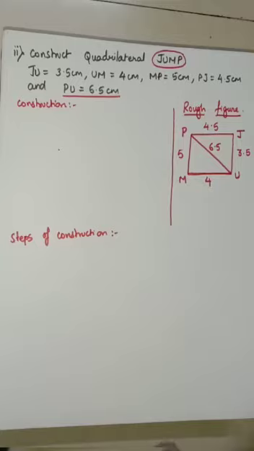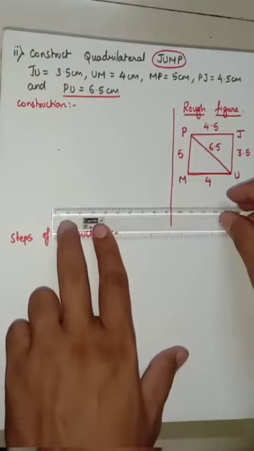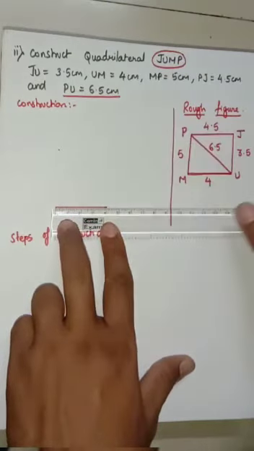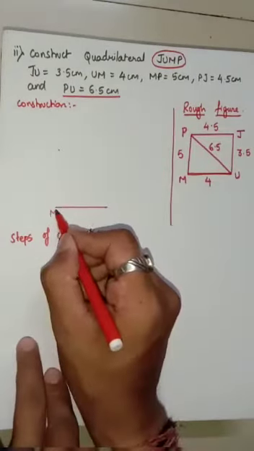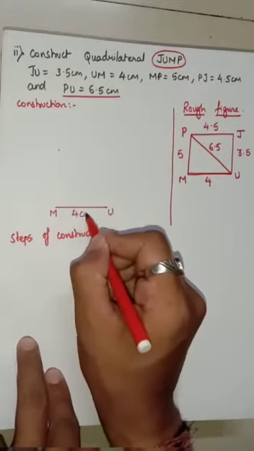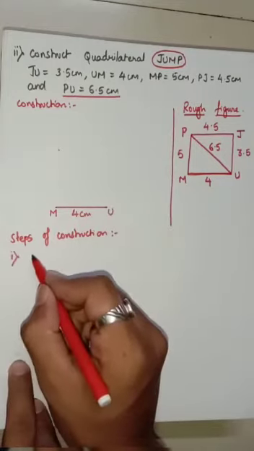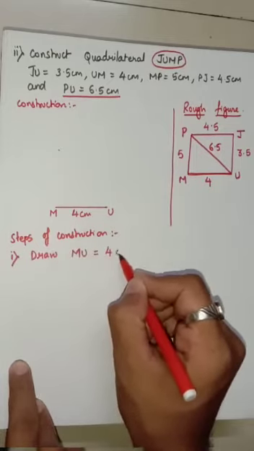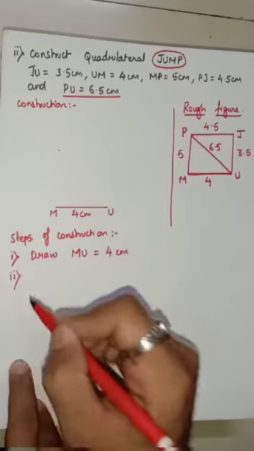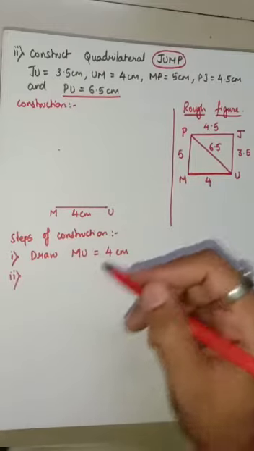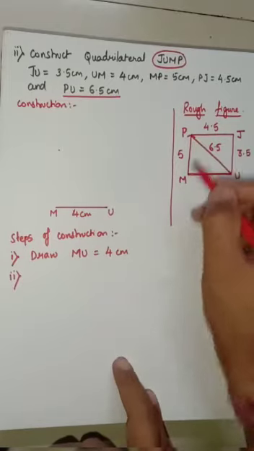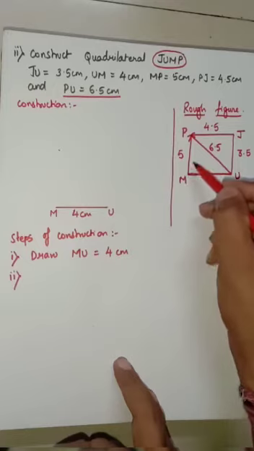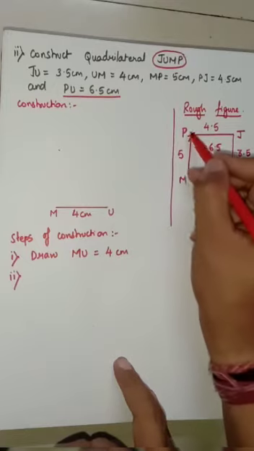So first I am starting from there only. So MU is of 4 centimeter. First step of construction is draw MU equal to 4 centimeter. Second, we have to draw arcs from M and U. So from M you will draw an arc to P, and from U you will draw an arc to P. So we will draw an arc from M of 5 centimeter and from U of 6.5.